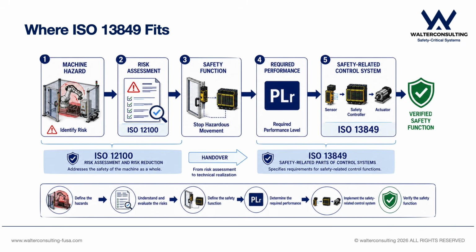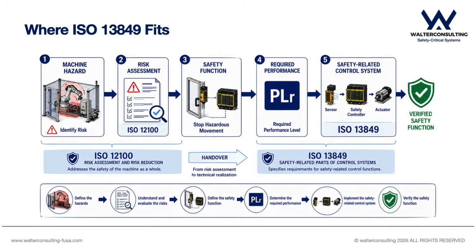But defining the function itself still does not tell us how dependable it needs to be. This is where the required performance level, abbreviated as PLR, becomes important. The PLR represents the level of safety performance required from the safety-related parts of the control system for that particular safety function.